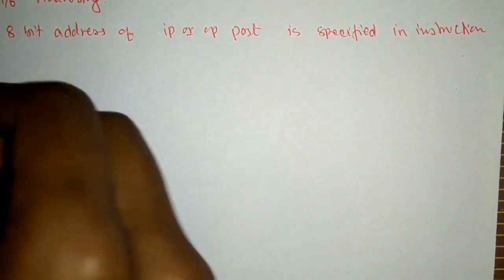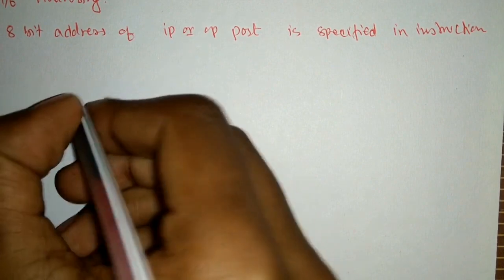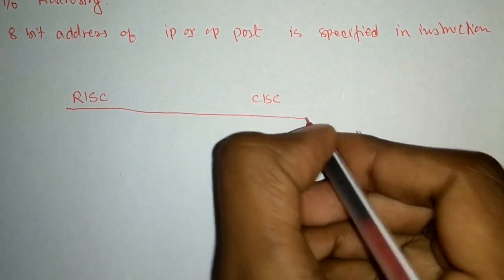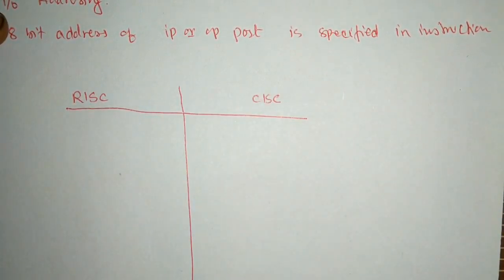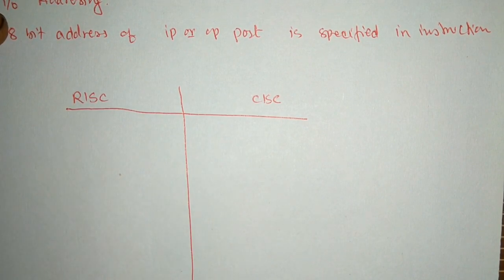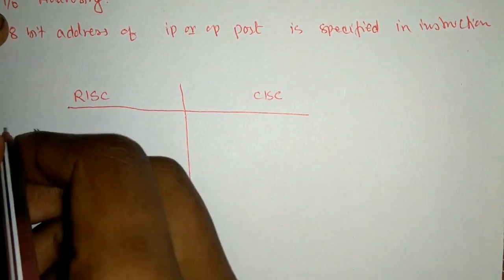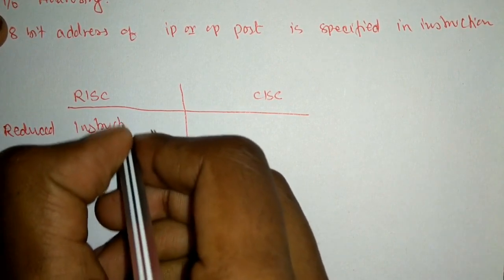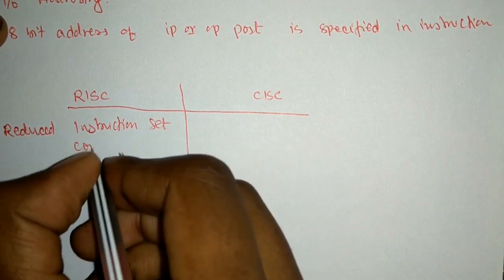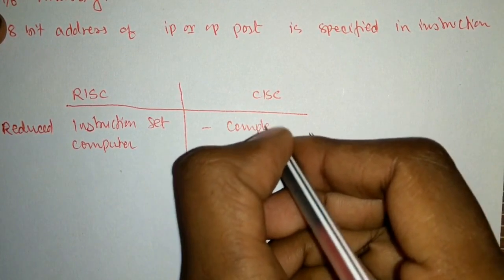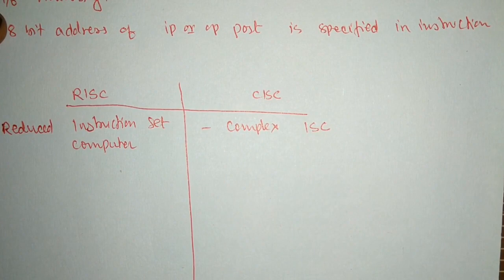Now one thing that I talked about initially is RISC and CISC. This is not an exhaustive list, and it is not necessary that RISC is related to microprocessors and CISC to microcontrollers, or vice versa. These are just general conventions, not necessary ones. This is known as reduced instruction set computer, and this is known as complex instruction set computer. So the full forms are clear.